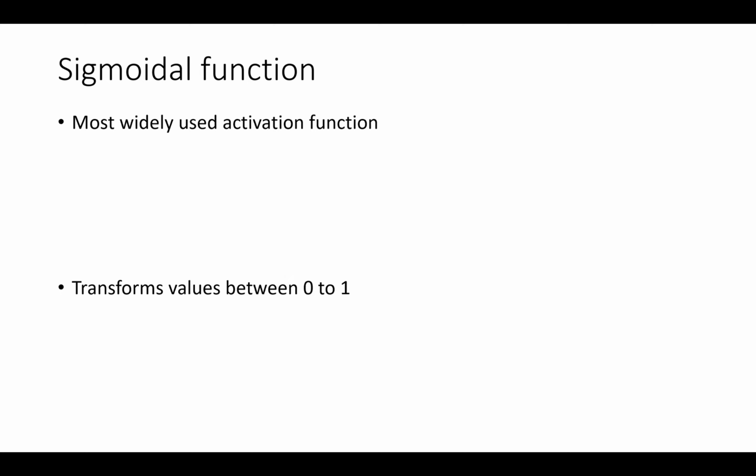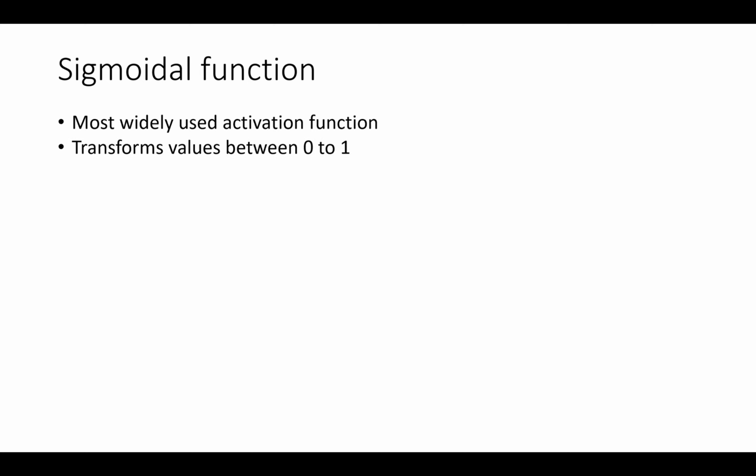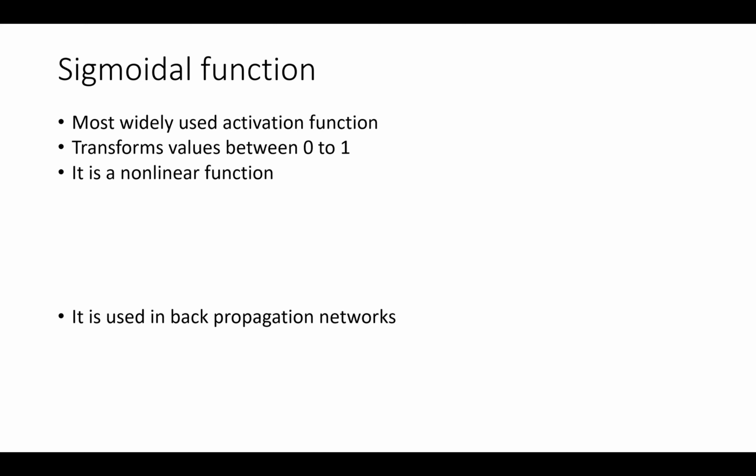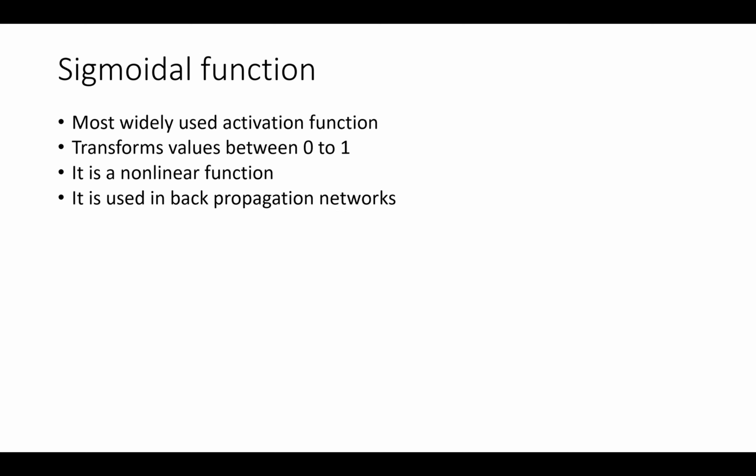Coming to the sigmoidal function. The sigmoidal function is the most widely used activation function because of various advantages which it possesses compared to the previous functions which I have mentioned earlier. This function transforms the value to between 0 and 1. As mentioned earlier, this function is a nonlinear function which tries to convert and predict nonlinear patterns in a system.